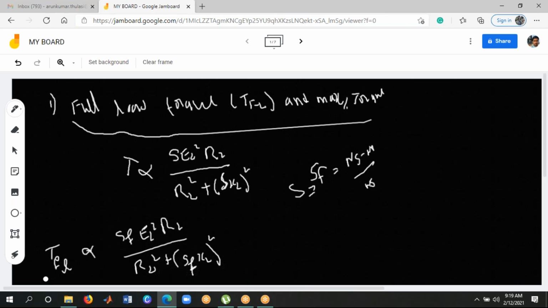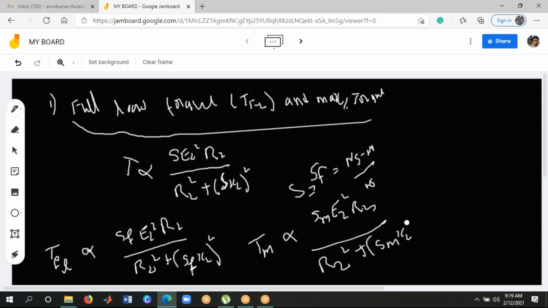Okay. Now similarly we are going to write the maximum torque equation. The maximum torque Tm is directly proportional to Sm E2 square R2 divided by R2 square plus SF X2 square. So this is the relation for full load torque and maximum torque.